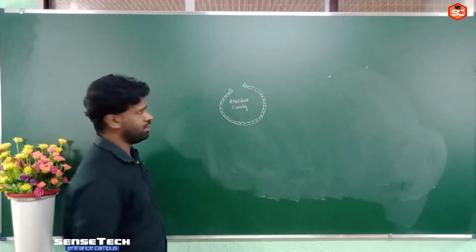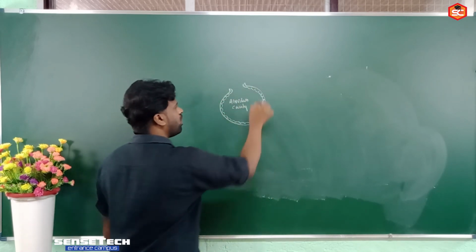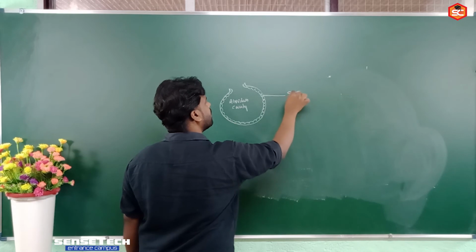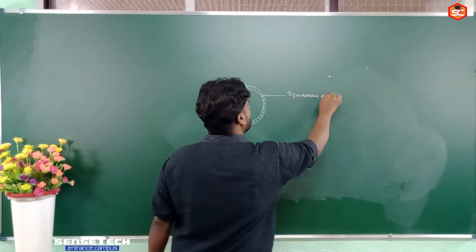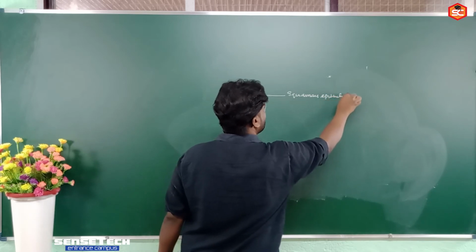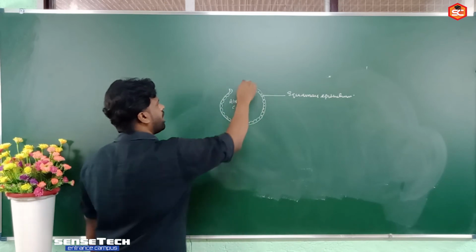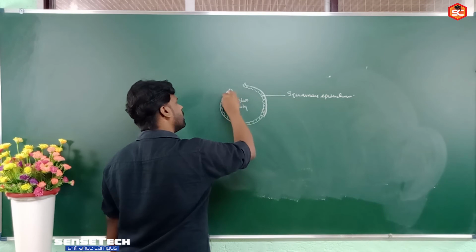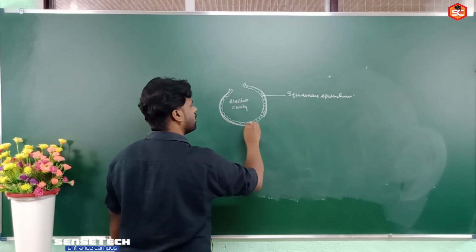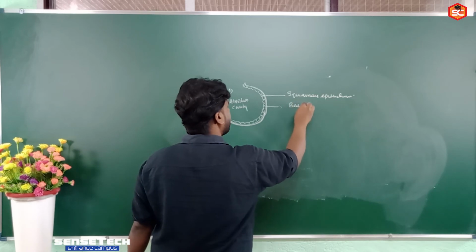This is the alveolar cavity and this is the wall of alveoli. The wall of alveoli is formed of simple squamous epithelium. This simple squamous epithelium rests on a basement membrane.